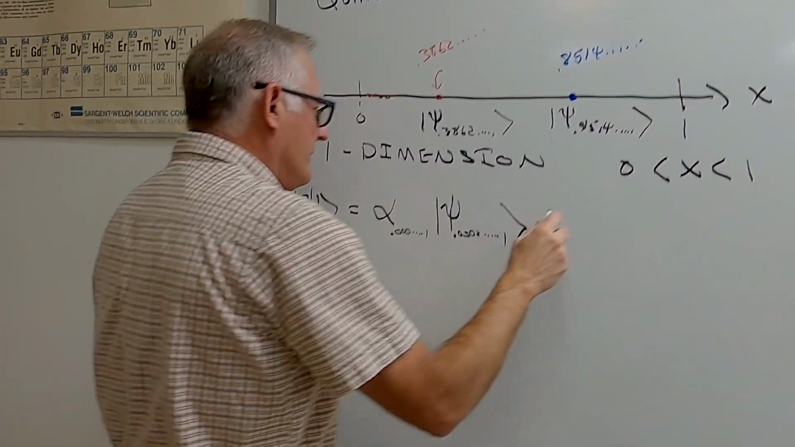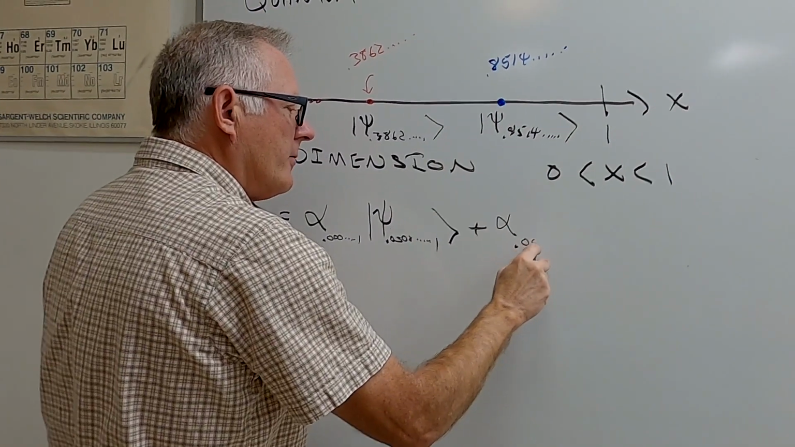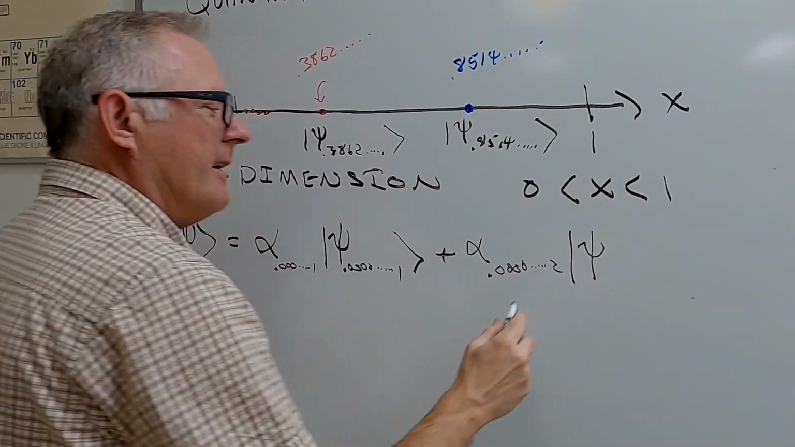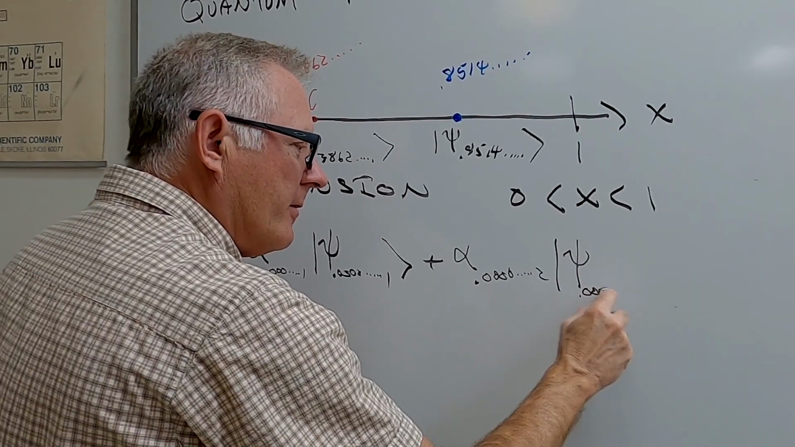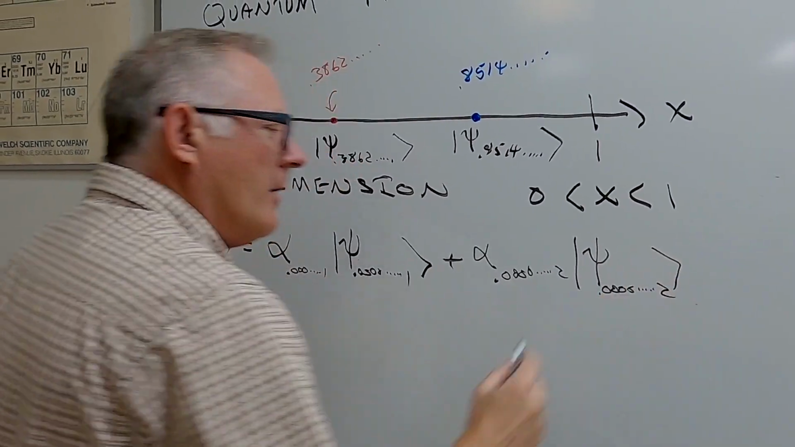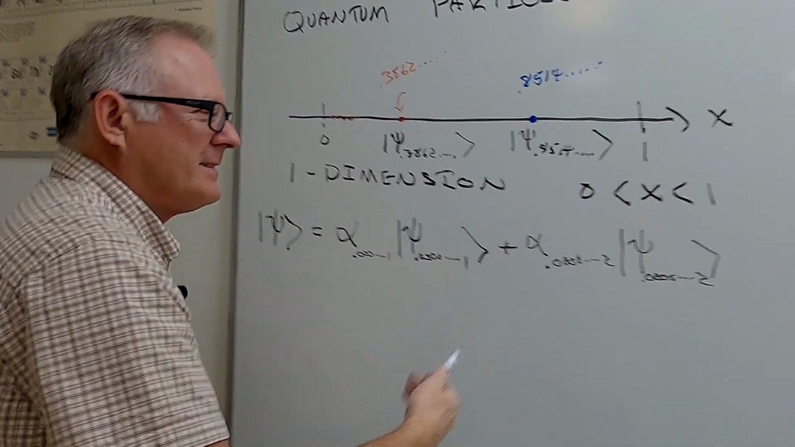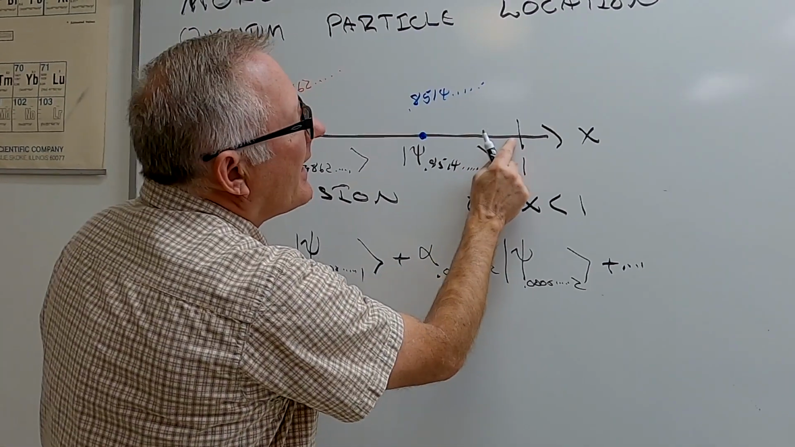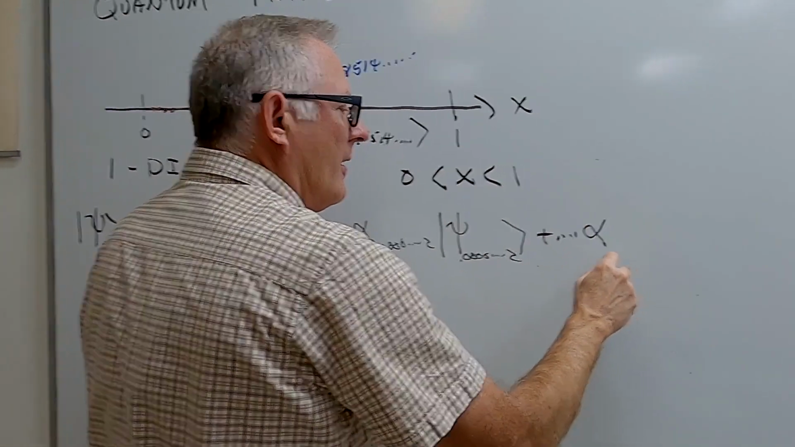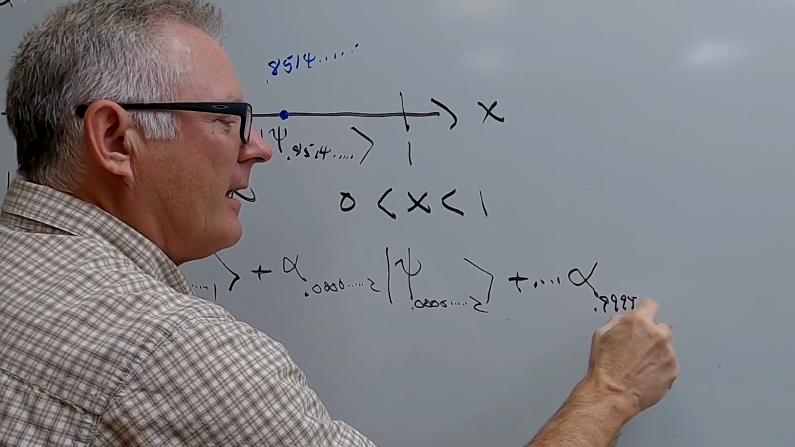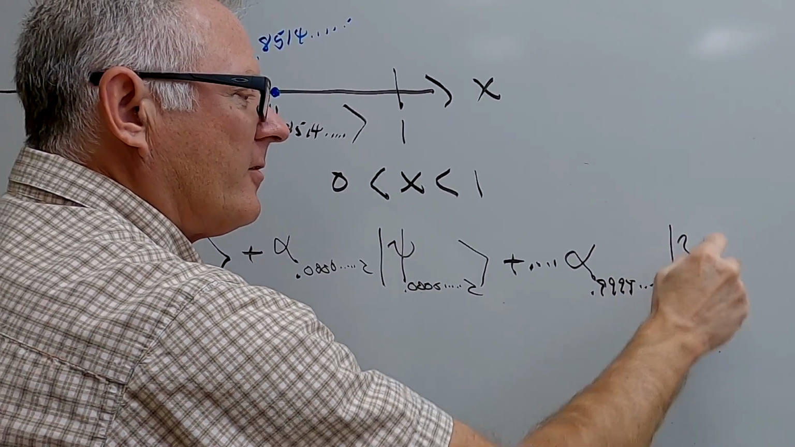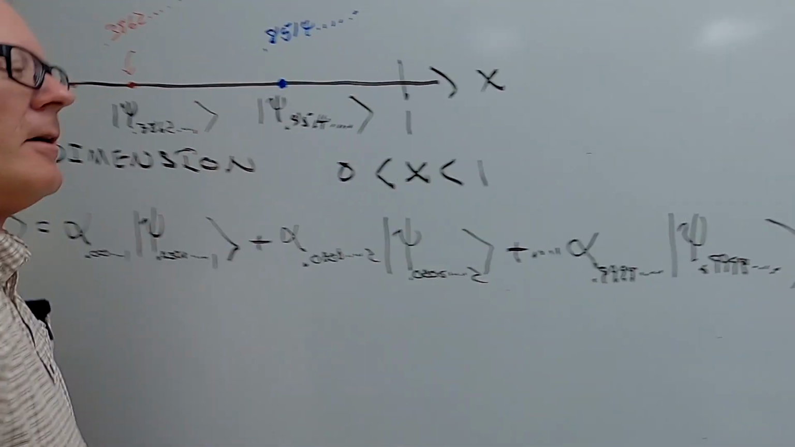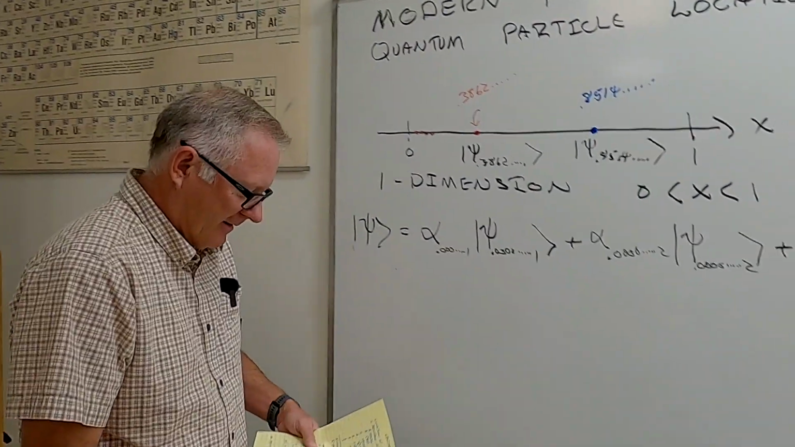Then we've got the next one up here, which would have been alpha of 0.0000...2, psi of 0.0000...2. Plus the next one, plus the next one, plus... And the very last one would be the one way out on the end, alpha of 0.9999..., psi of 0.9999... A lot of dots right here.